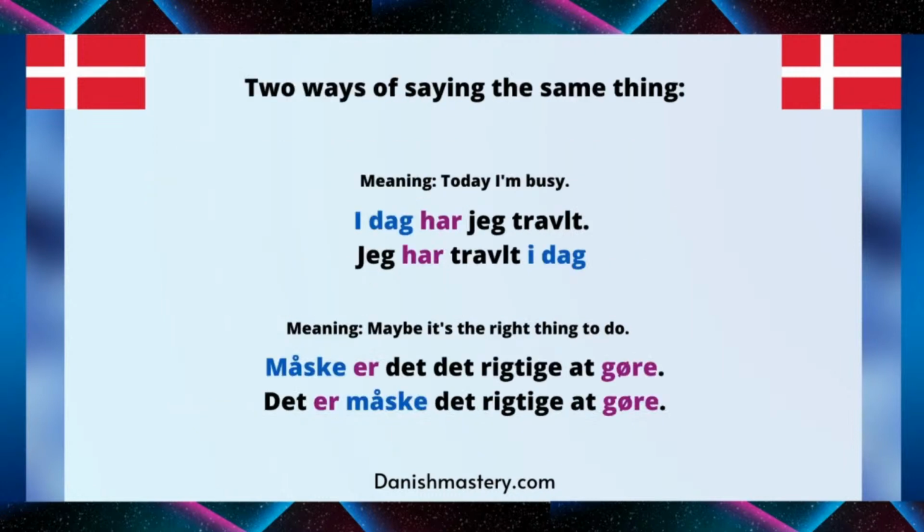Alright, cool. Now, of course, there are two ways of saying the same thing. Right? It's where the stress is. You could say, I dag har jeg travlt, or jeg har travlt I dag. So one is, today I'm busy, another one is also, today I'm busy. It's just, where's the stress, and where's the focus, the emphasis, if you will. I dag har jeg, that's focused on today. And the second one, jeg har travlt, is focused on I'm busy, rather than the day. So yeah, it's pretty straightforward.